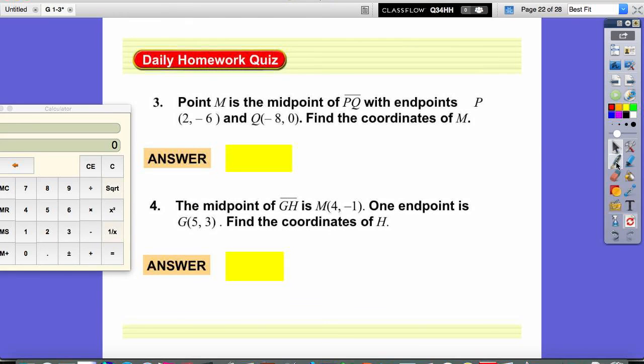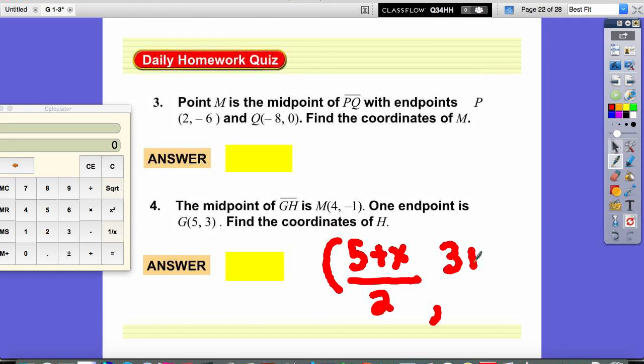Now for the midpoint of GH, and I'm going to take a little more time here in case you're still not quite understanding this. So one of the endpoints is 5, 3. We want to find the coordinates of the other endpoint. But we know that the midpoint is 4, -1. So for the x coordinate, I'm going to take 5, add some value for x, divide by 2, and I want to get 4. I'm going to do the same thing for the y values. 3 plus some number y divided by 2 is -1.